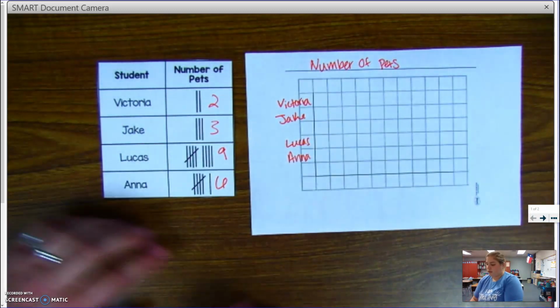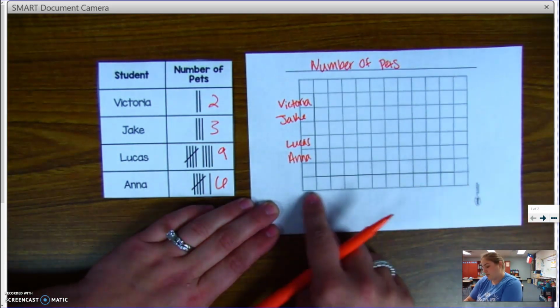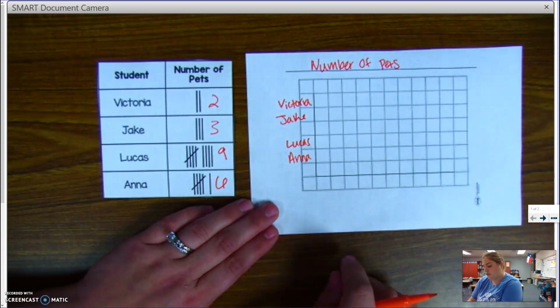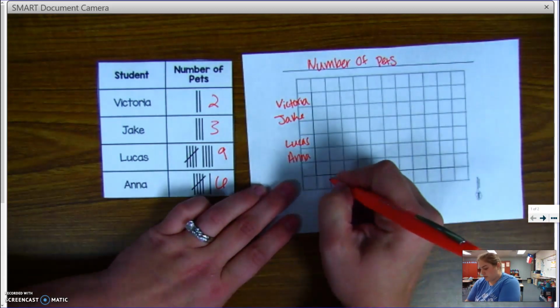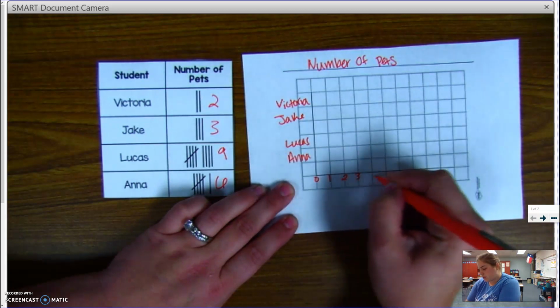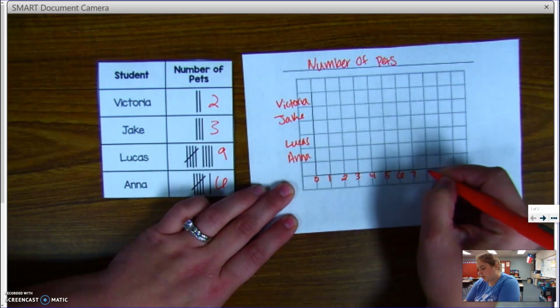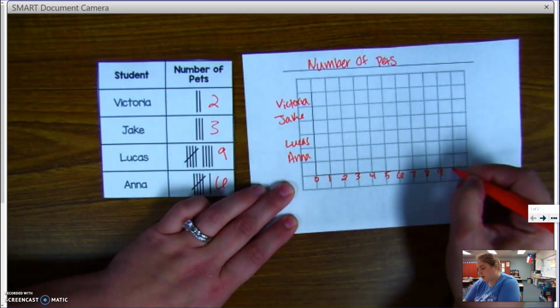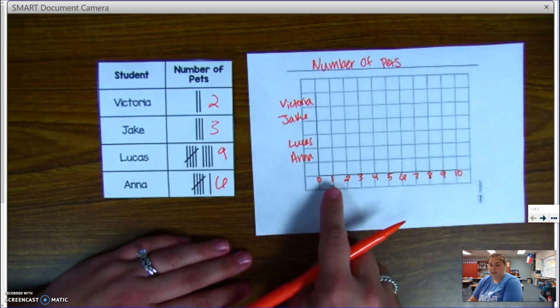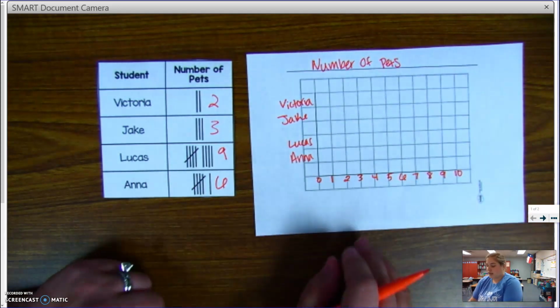Okay. And then I'm going to have my data or my intervals up here. What is my graph going to count by? So I'm going to start with 0, 1, 2, 3, 4, 5, 6, 7, 8, 9, 10. I could have done by 2s or by 5s or by 10s. However I want to do it.